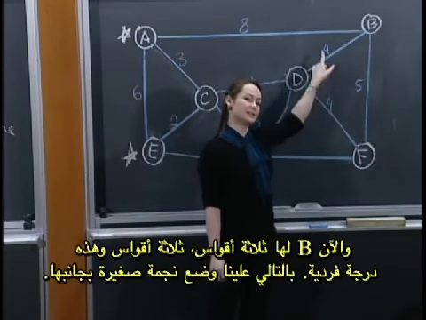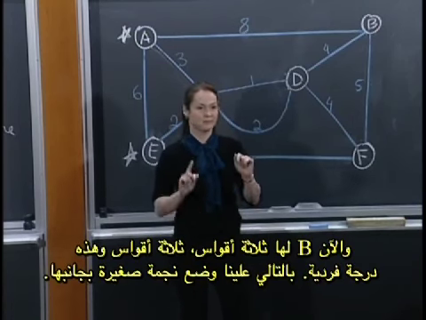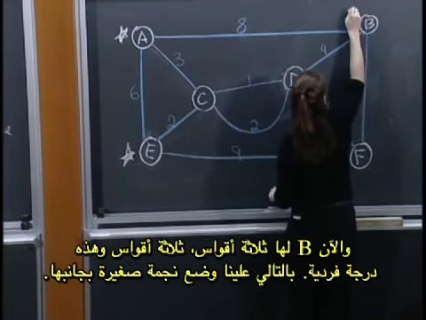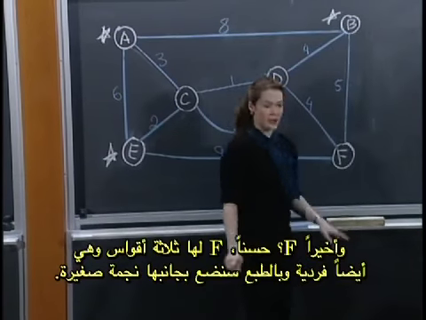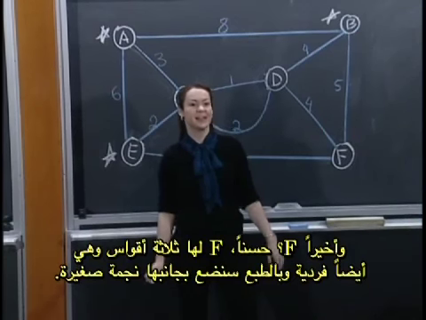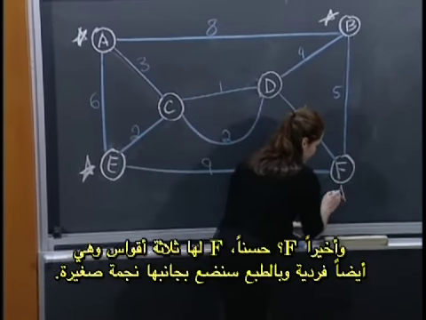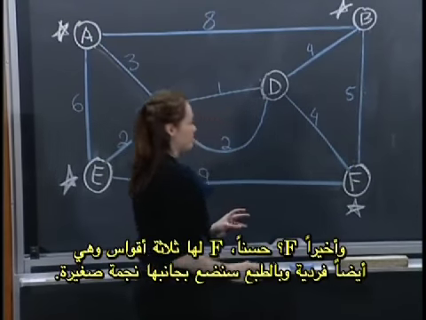Now B, that has 3 arcs. 3 arcs, odd degree. Let's draw that star next to it. And lastly, what about F? Well, F has 3 arcs, and so it's an odd degree node. And yeah, we're going to draw another little star next to it.